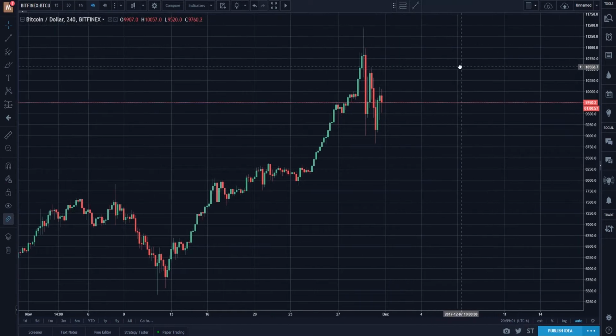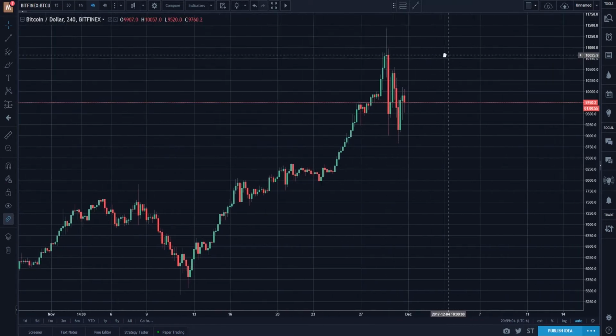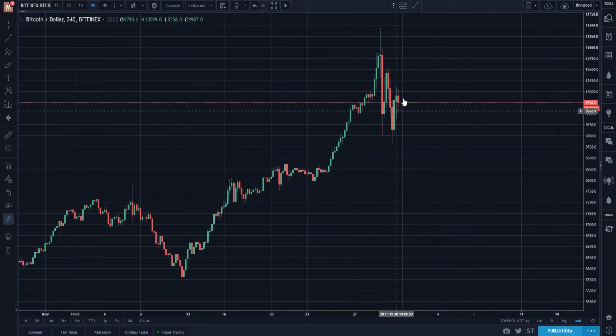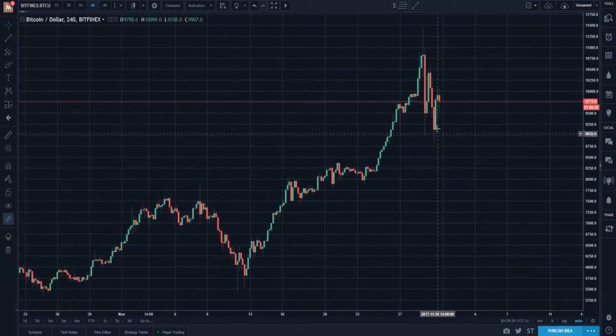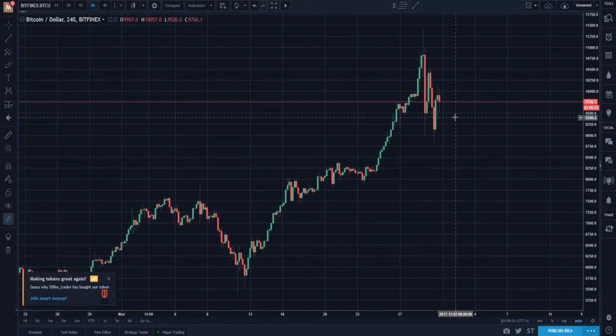Now support is the exact opposite. It's where the price held and bounced off of. So for instance, we've got a support here at around the 8,800 mark. And so we can use these two tools to identify where price action might fall to, and where price action might go to. And so we can use that to effectively get into and out of trades with minimal risk.